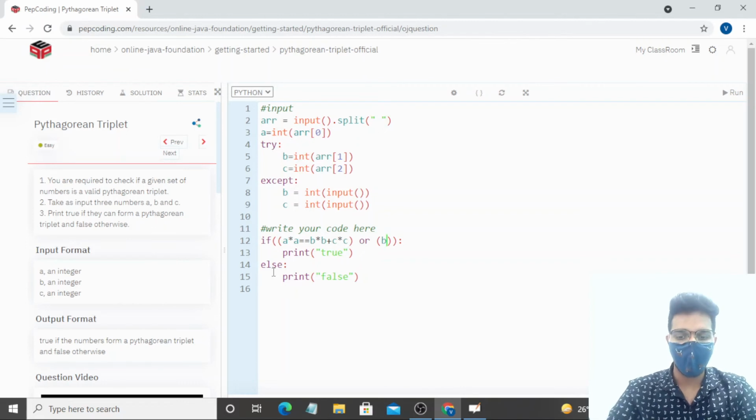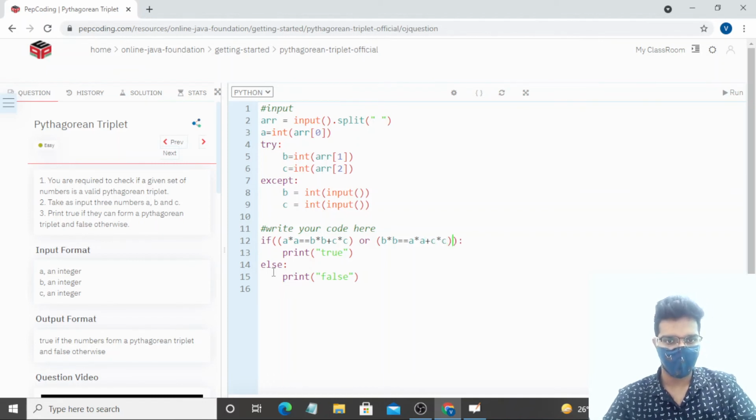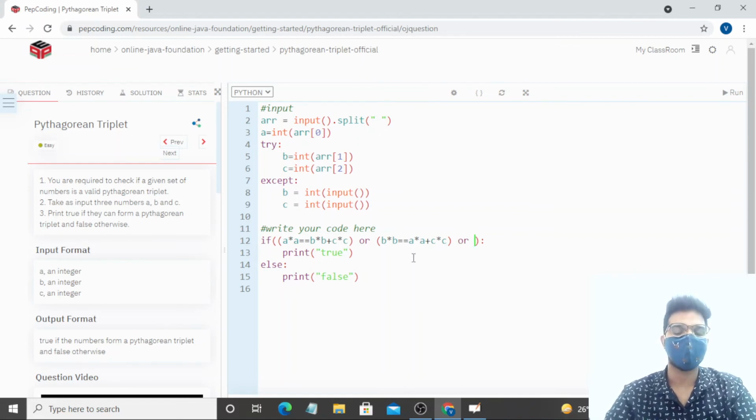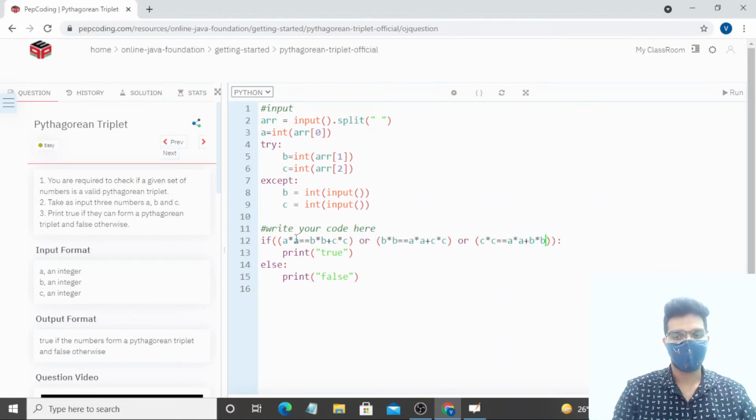a triangle has three sides, right? Or b square is equal to a square plus c square, right? If any of these conditions is true, then I'm going to print true. And the third side, if c square is equal to a square plus b square. So if any of the conditions from these three is true, that means my triangle is capable enough to form a Pythagorean triplet, and I'm going to simply print true.